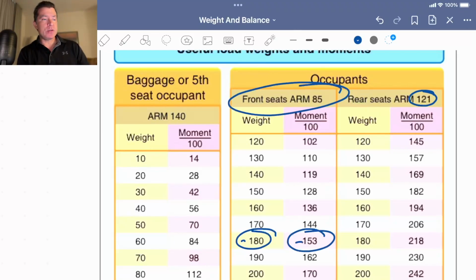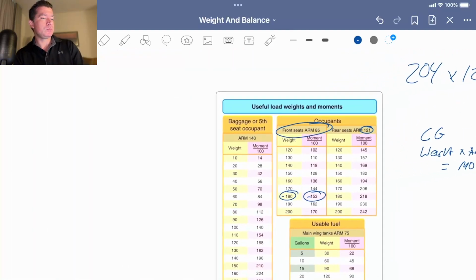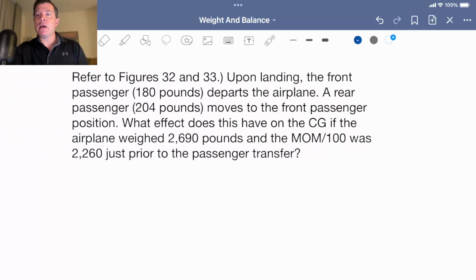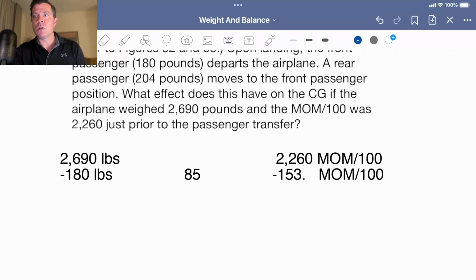But we can see here there's 180 on here, so we don't have to do any multiplication for the front seat passenger. So we're just going to take that moment of 153 and we're going to subtract it. All right, so go ahead and calculate what that is.